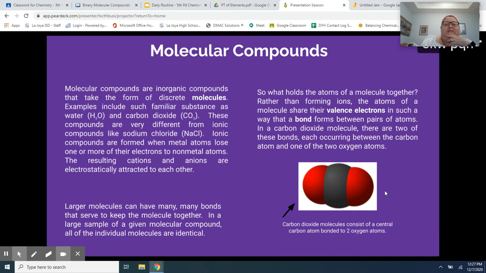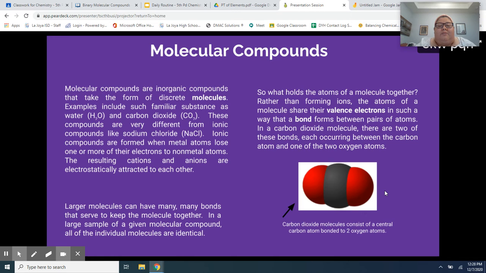All right, so what is a molecular compound? Molecular compounds are inorganic compounds that take the form of discrete molecules. So you're gonna see these molecules. Examples include familiar substances like water and carbon dioxide. These compounds are very different from ionic compounds like sodium chloride.